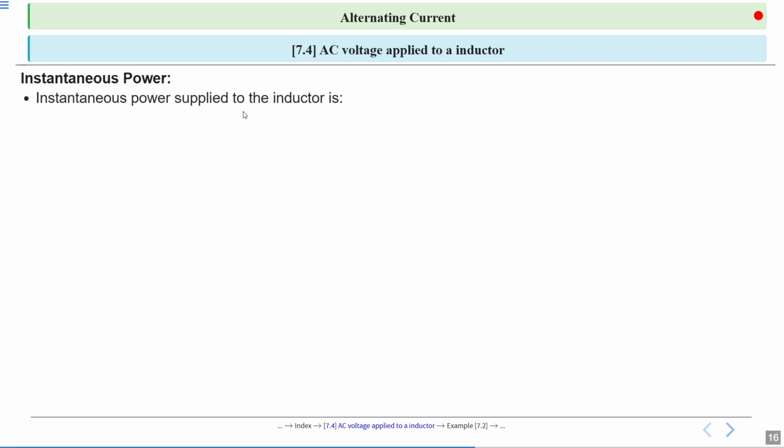It is similar to what we derived for the purely resistive circuit. Only we have to put the values of V and I according to the inductive circuit. So the instantaneous power supplied to the inductor is PL equal to IV, which is Im sin(omega t minus pi by 2), the instantaneous current for a purely inductive circuit, times Vm sin omega t for voltage. So PL, the instantaneous power supplied, equals minus Im cos omega t. Again I am using the identity: sin(omega t minus pi by 2), taking the negative sign out, becomes sin(pi by 2 minus omega t), which becomes cos omega t.